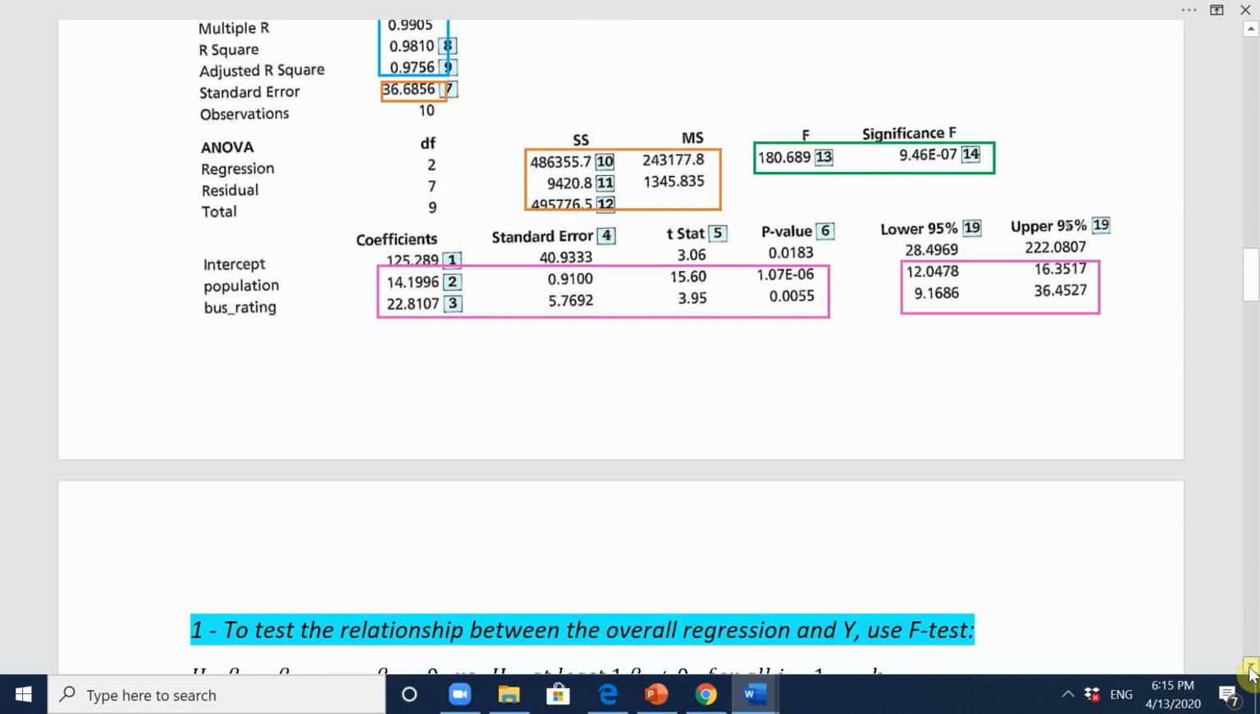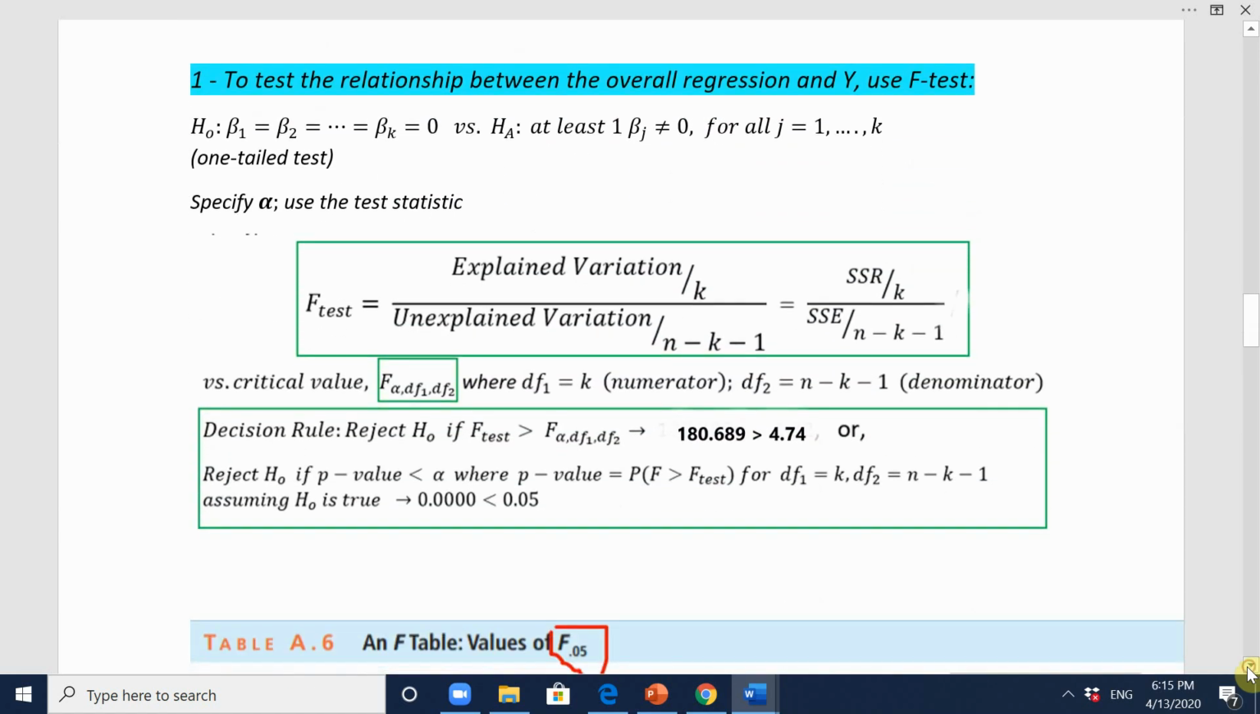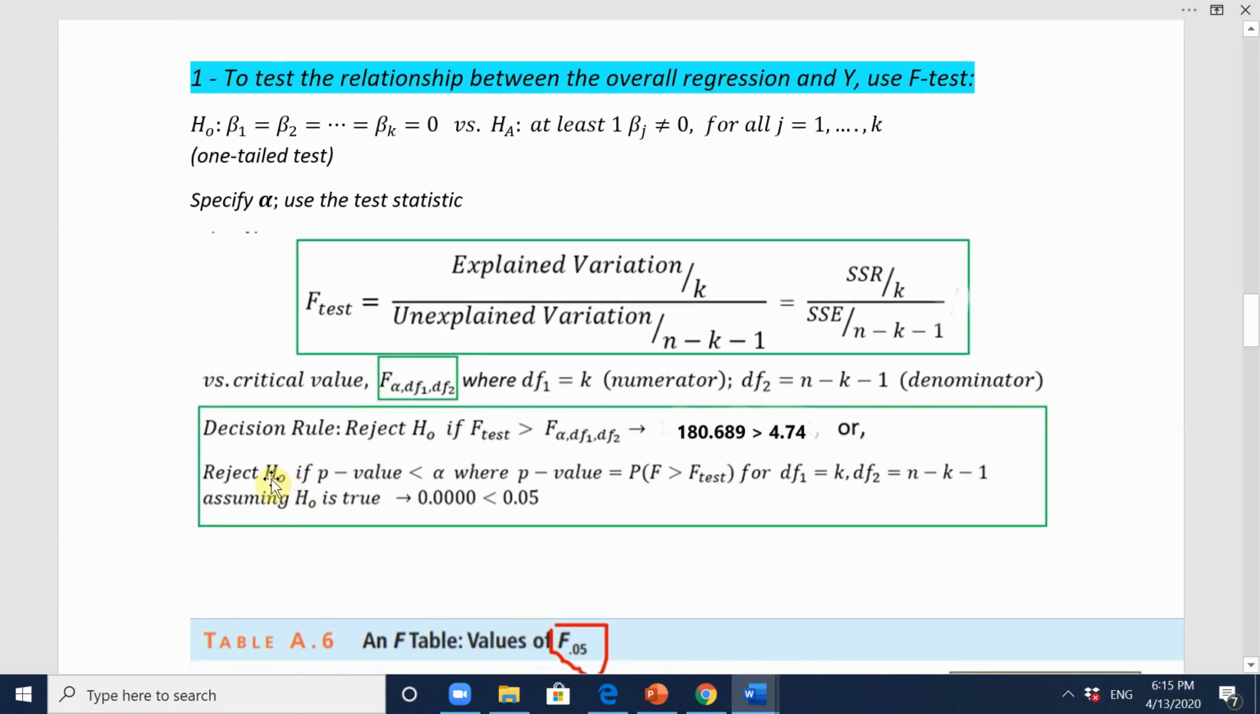The decision rule using the p-value approach states that you reject the null hypothesis if your p-value is less than your level of significance. So my level of significance here is 0.05. If it is 0.05 and my p-value is very close to 0, then clearly this condition has been met. And so over here, I conclude that I must reject the null hypothesis.